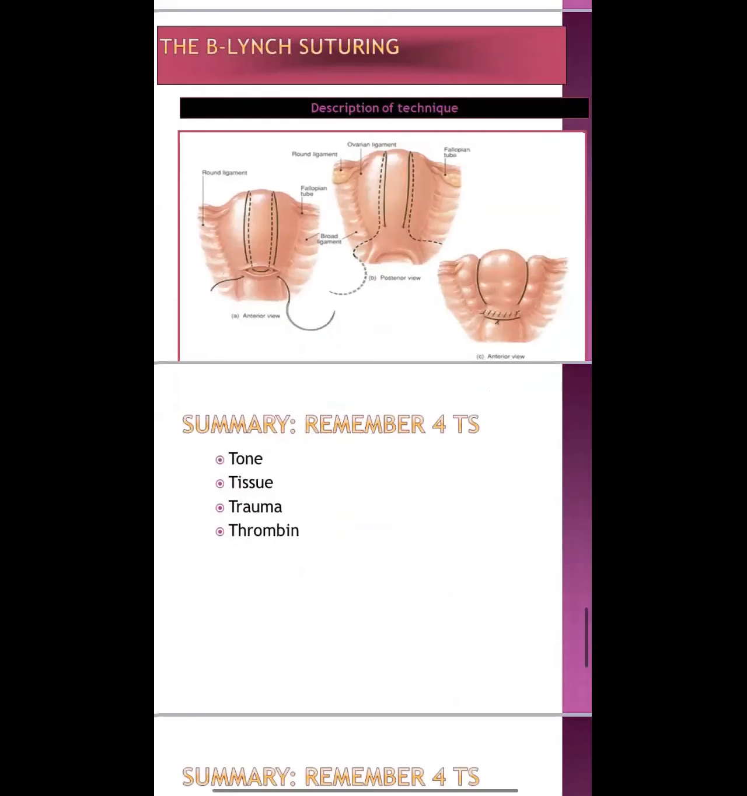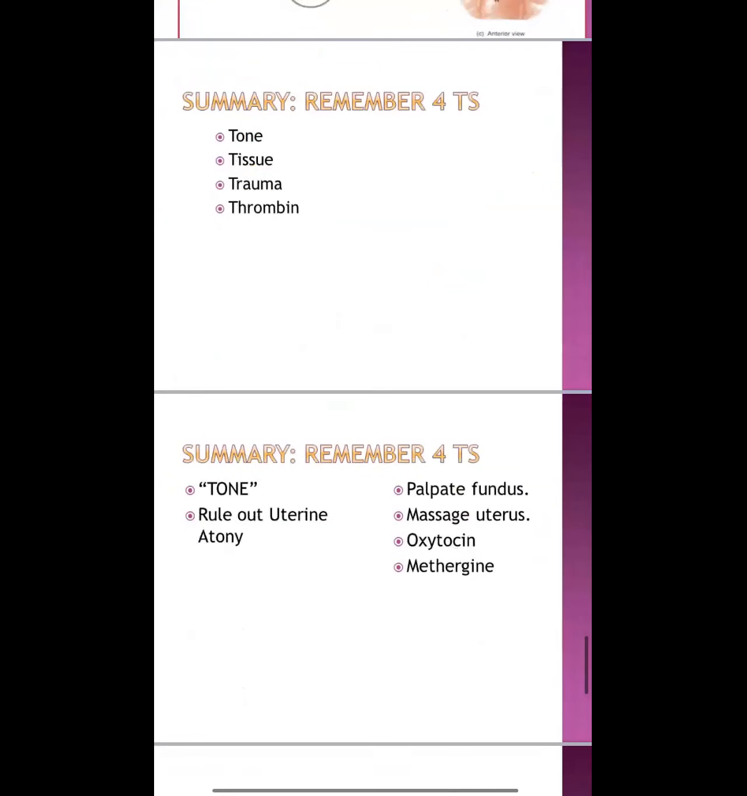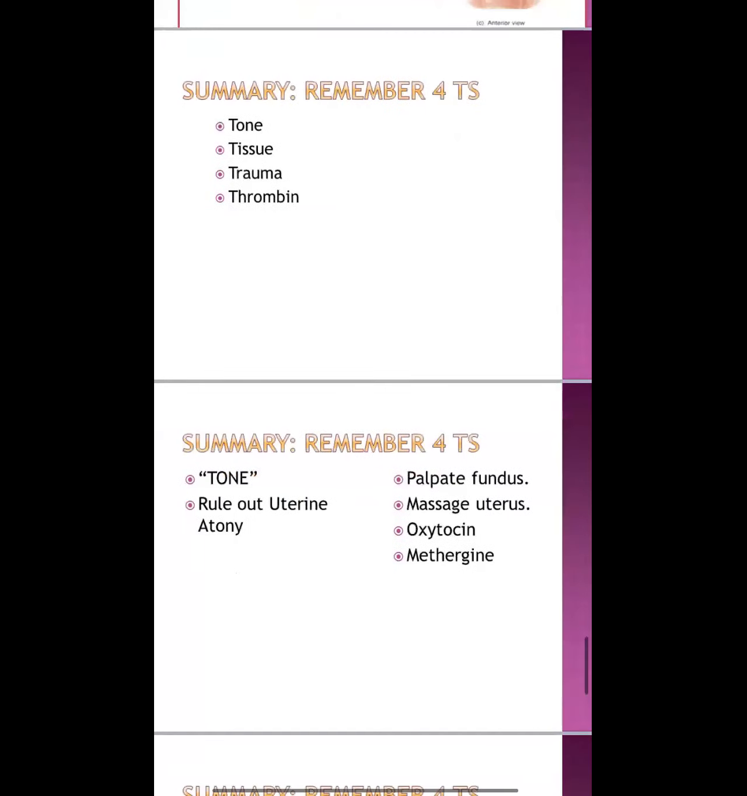A summary, as I told you before: the 4 T's, tone, tissue, trauma, and thrombin. Then you can manage it easily. For tone, rule out uterine atony. If there's any atony, then palpate the fundus. The uterus is not contracted. Is it atony? Then massage the uterus. Give oxytocin and methergine. For methergine, make sure that your patient is not hypertensive, because methergine is contraindicated in hypertensive patients.